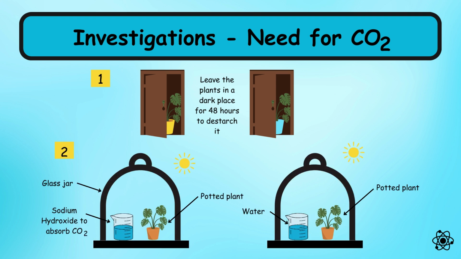Place one plant in a bell jar which contains a beaker of sodium hydroxide, which will absorb carbon dioxide from the surrounding air. Place the other plant in a bell jar which contains a beaker of water. This is the control experiment, which will not absorb carbon dioxide from the surroundings. Place both plants in bright light for several hours.